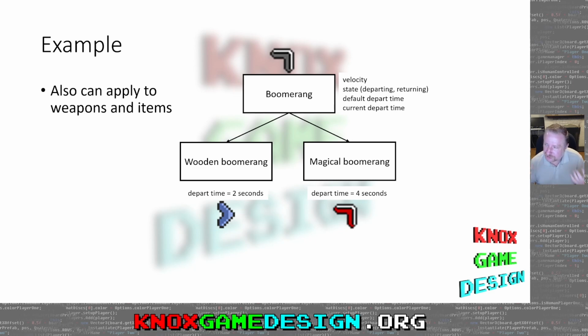And then you could have a magical boomerang with the default depart time of 4, so it goes twice as far. But you're still going to have the base code for a boomerang defined in the boomerang parent, and you'll just modify that departure time for each of the 2 instances, each of the 2 children. And that way you're not rewriting all the boomerang code over again.